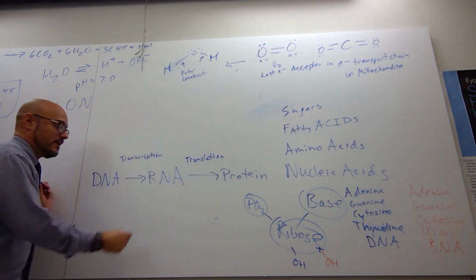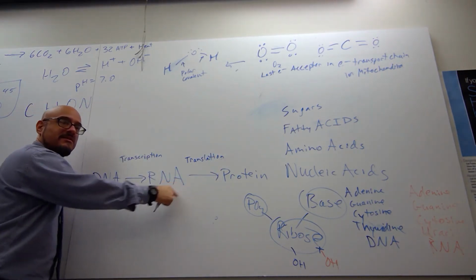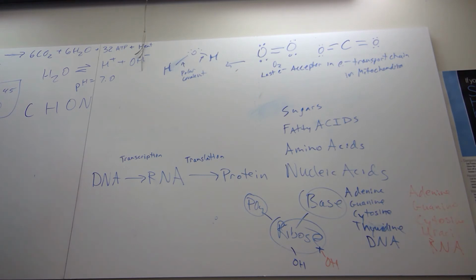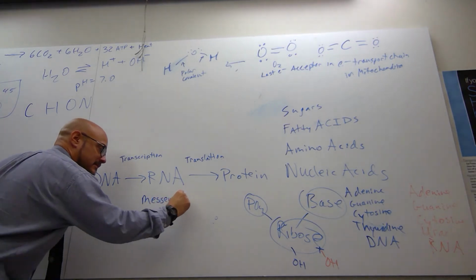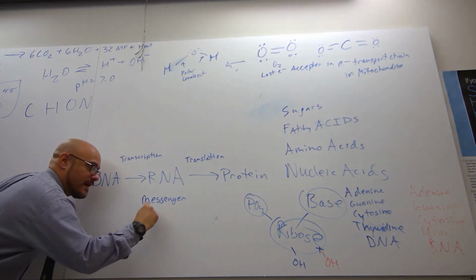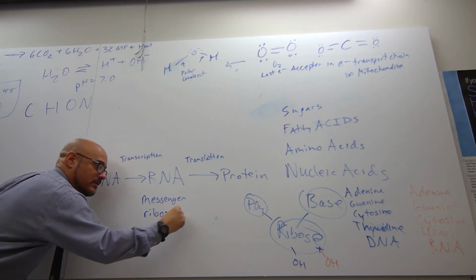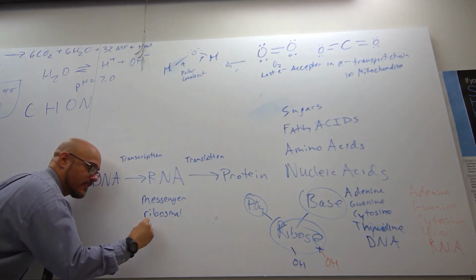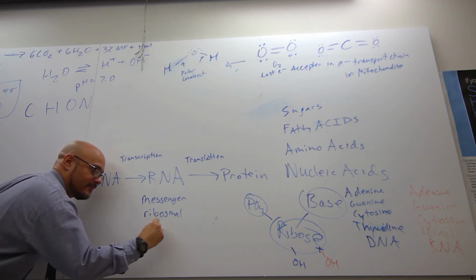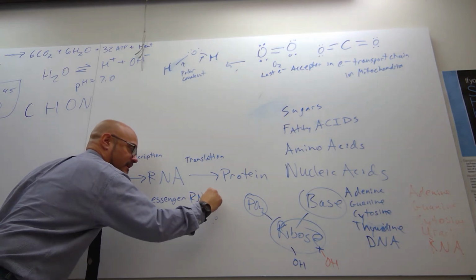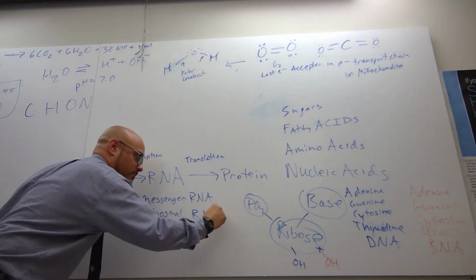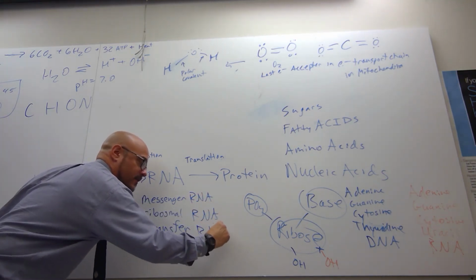But sure enough, it's never this easy. There's not one form of RNA. There are 3 forms of RNA. There's messenger, there's ribosomal, and then there's transfer RNA.